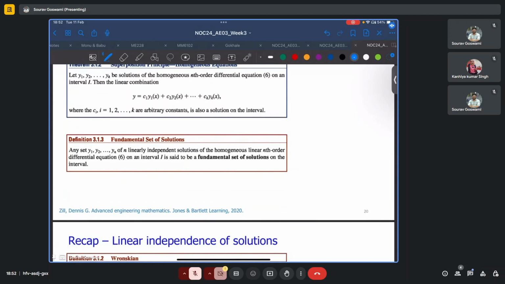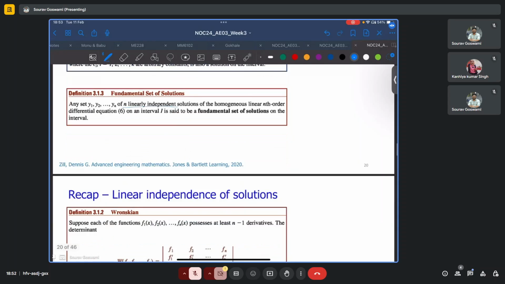And any set y1, y2 till yn of n linearly independent solutions, remember, linear independence is a concept which we have been looking at in the context of vectors, but we'll also be looking at it in the context of differential equations, and we'll see how to check whether any given set of solutions is linearly independent or not. Any such set y1, y2 till yn of n linearly independent solutions of the homogeneous linear nth order differential equation is said to be a fundamental set of solutions on the interval.